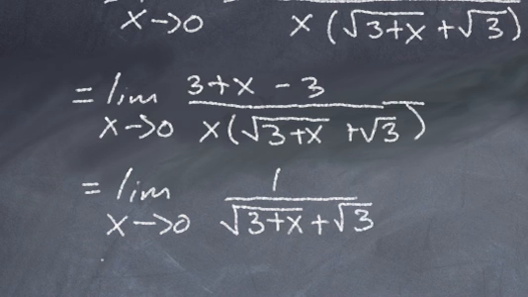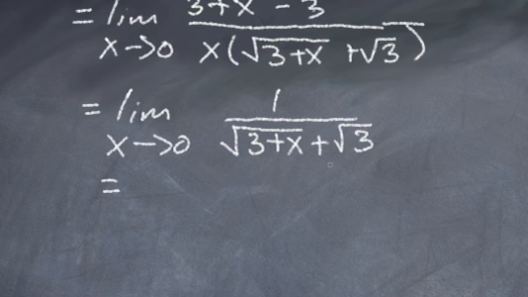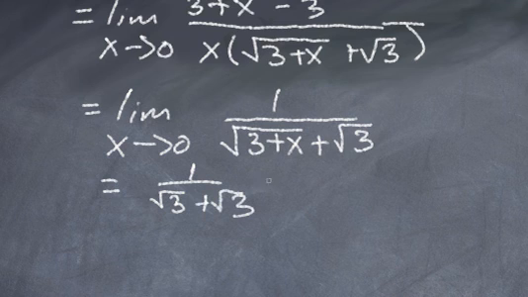And now do the direct substitution. So I plug the 0 in. So 3 plus 0 is 3, and so we end up with the square root of 3 plus the square root of 3, and that can simplify down to 2 square roots of 3.